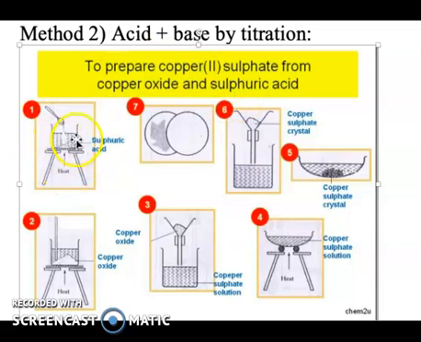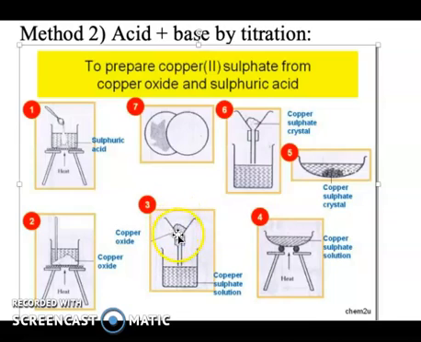In the first method, you can see in a beaker there is sulfuric acid in the first step, which is heated. After that we put in copper oxide. So when sulfuric acid and copper oxide are mixed together, in the third step you can see the copper oxide is not soluble in the solution.